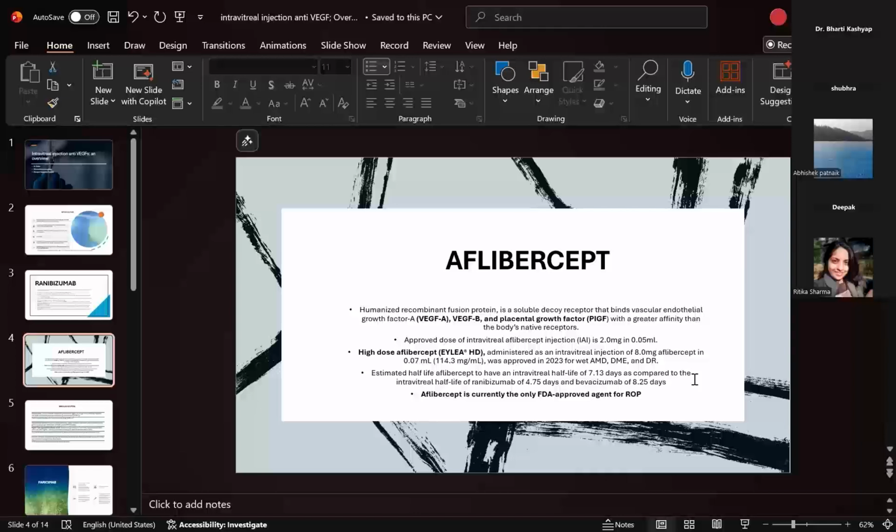Approved dose is 2 milligram in 0.05 ml. But now, I think in April itself, they are going to launch this high dose aflibercept, Eylea HD, which has an intravitreal injection dosing of 8 milligram in 0.07 ml. It was approved in 2023, but now it's going to launch in India for wet AMD, DME, and DR.